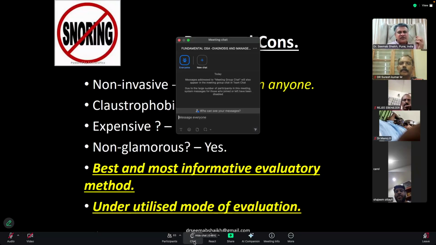Now the cons that come with it are basically that people talk about claustrophobia, expensiveness, and the non-glamorous part.